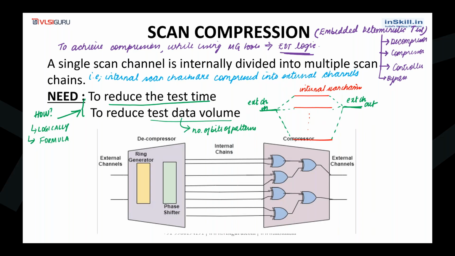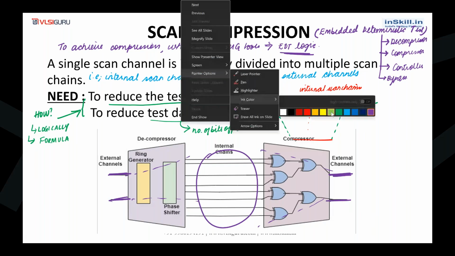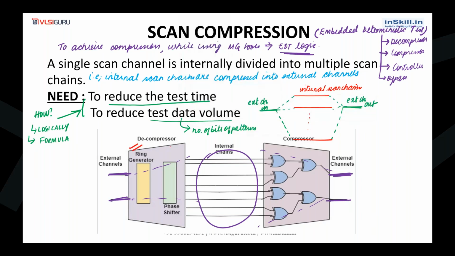Here in this picture, these are your internal chains. If you see, they are compressed into external channels. In between, you have the decompressor component and the compressor component. That is what is actually present inside your EDT logic.